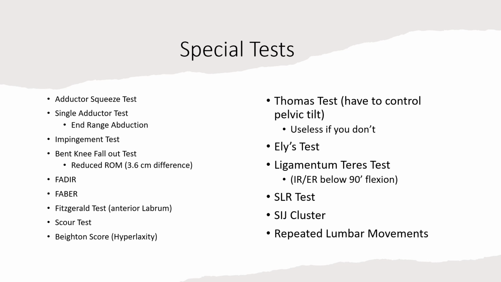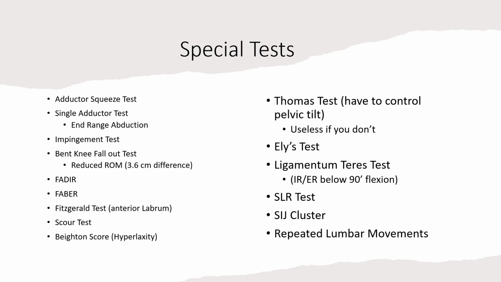Here's a pretty unique study that I did find for the bent knee fallout test. Basically, just like your figure 4, and you're going to let their knee fall out. You're going to measure the distance from the lateral portion of their knee to the table. You're going to compare both sides. And if there is a 3.6 centimeter difference, that is positive for the bent knee fallout test. And that is typically indicative of a labral pathology.